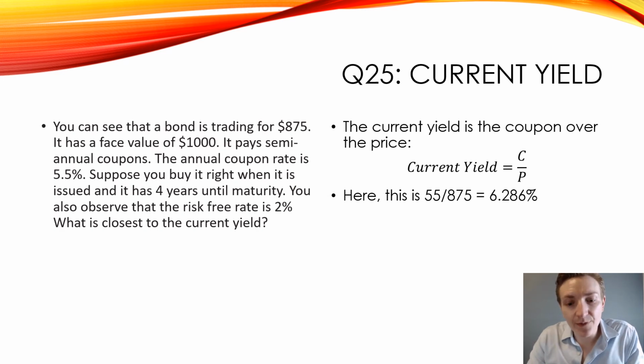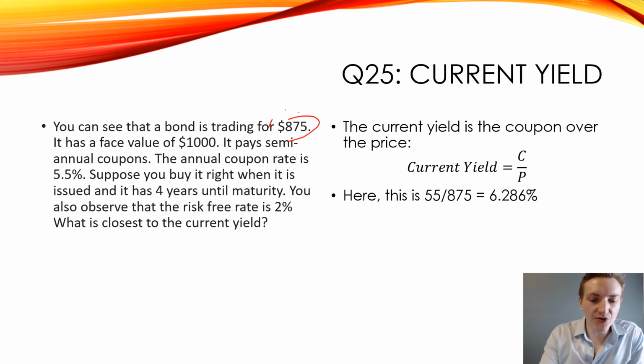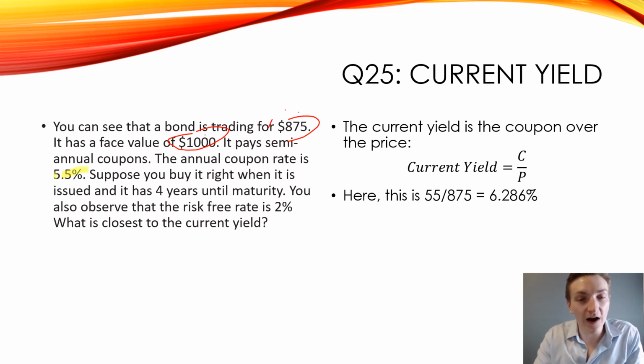We're next being asked about the current yield. It says you see that the bond is trading for $875. It has a face value of $1,000. It pays semi-annual coupons at an annual rate of 5.5%. Now, suppose you buy it right when it is issued and it has 4 years until maturity. You also observe the risk-free rate is 2%. What is the closest to the current yield?